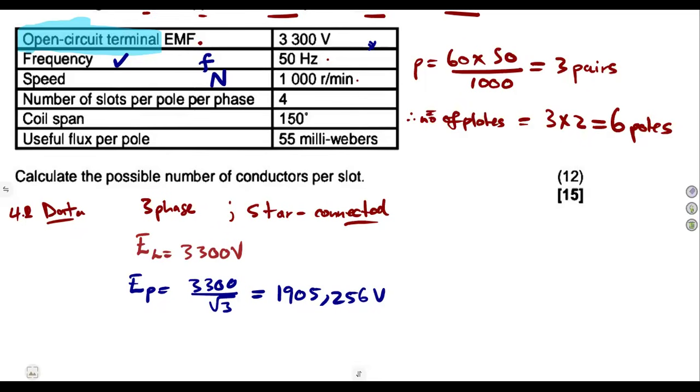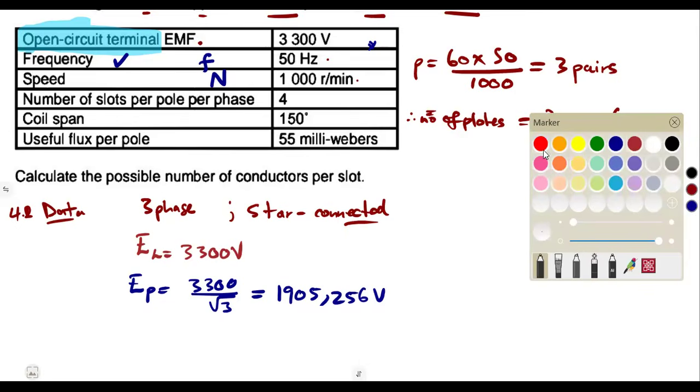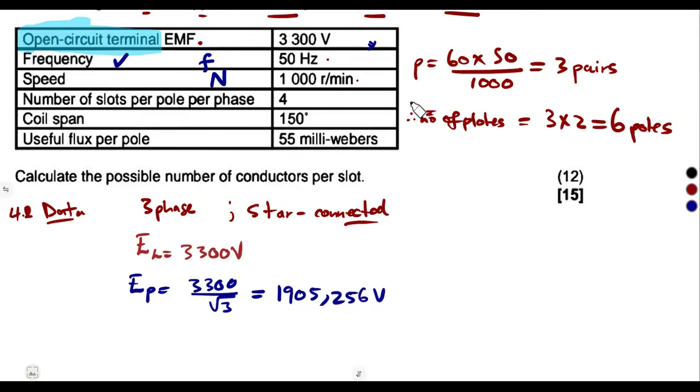I think it was on membership. Anyways, let's just consider our question, guys. So that is the number of slots per pole per phase, our n. We are also given that n is 4. So there we are talking of slots, the number of slots per pole per phase. No problem.